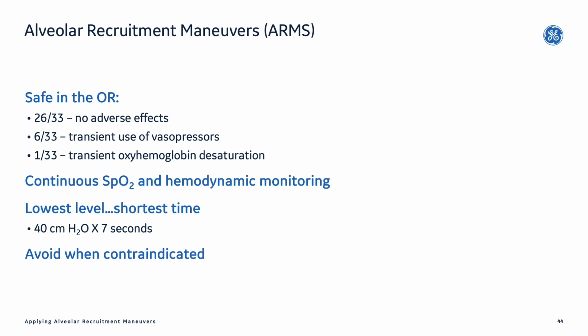So continuous monitoring of both hemodynamics and oxygen saturation is required during a recruitment maneuver, and they should be performed at the lowest level for the shortest period of time. It's been found in the literature that a 40 centimeter water pressure recruitment maneuver held for 7 seconds is adequate to recruit most of the collapsed alveolus during a general anesthetic. And of course, alveolar recruitment maneuvers should be avoided when contraindicated.